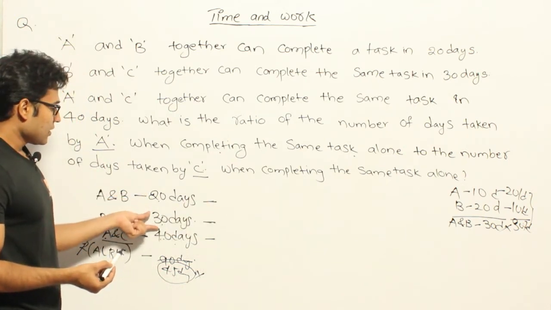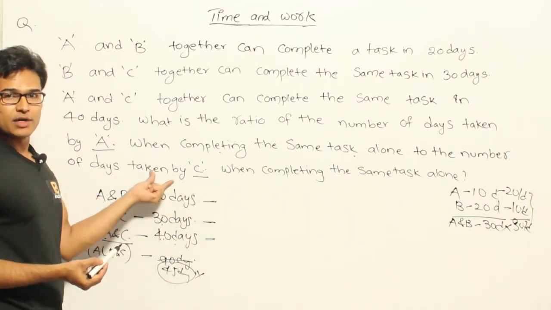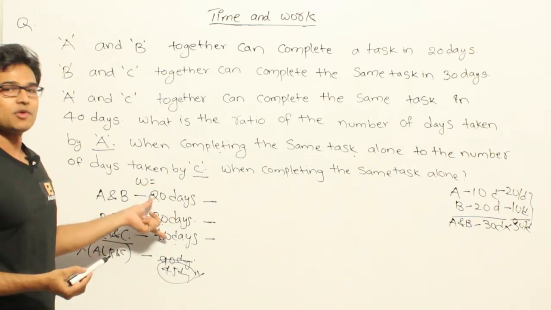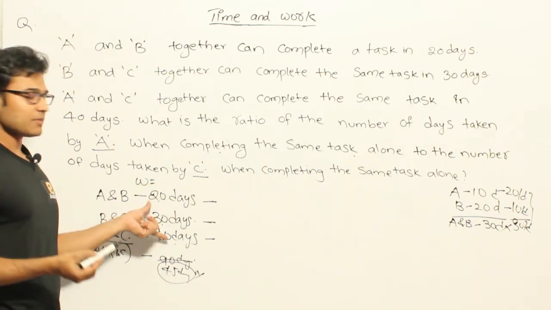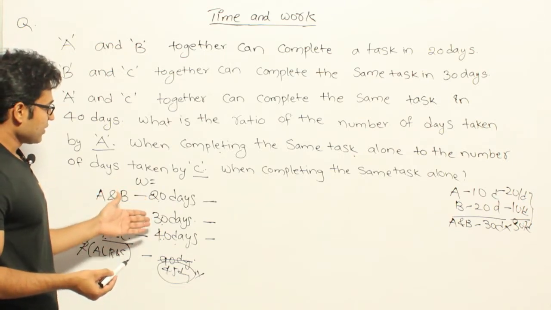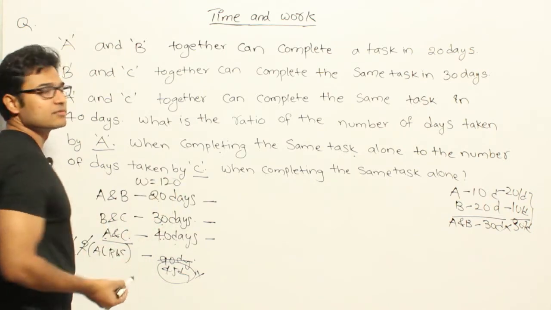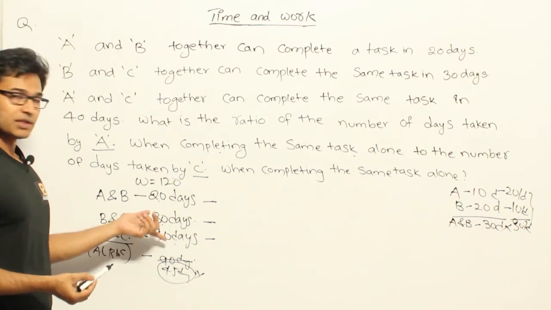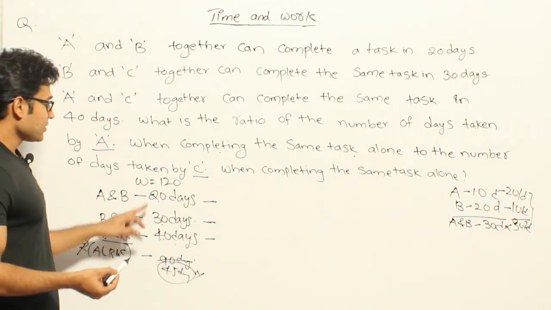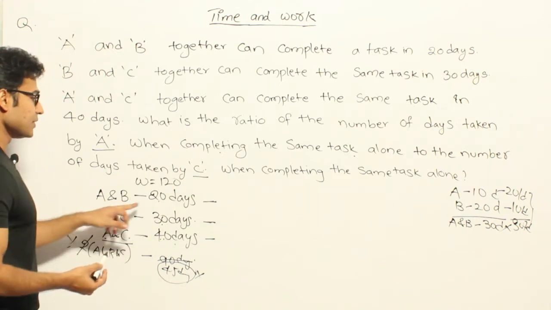Once you know the number of days, you can find the rate by assuming some work. So what do you want to assume? Better take a number which is a multiple of all these three. So give me some number which is a multiple of all these three. If you see, 20 is there, 30 is there, 40 is there, maybe 120 is a good number because it is a multiple of all these, right? Whatever number comes to your mind, you can take it, as long as it is a common multiple of all these three, so that calculations will be easy.